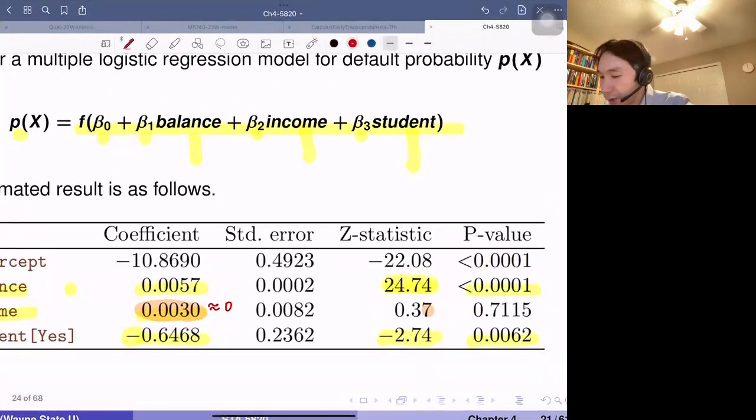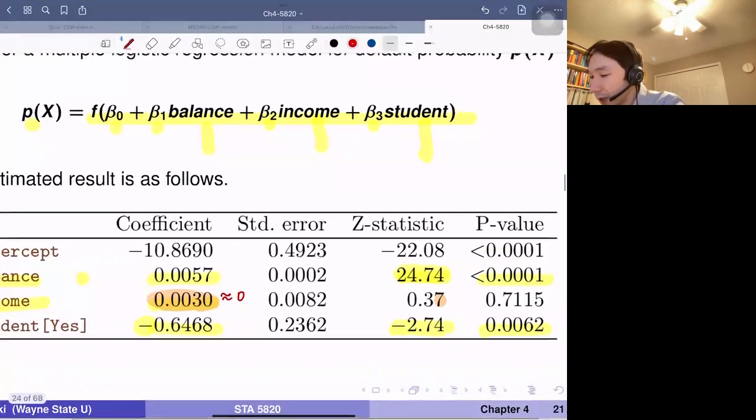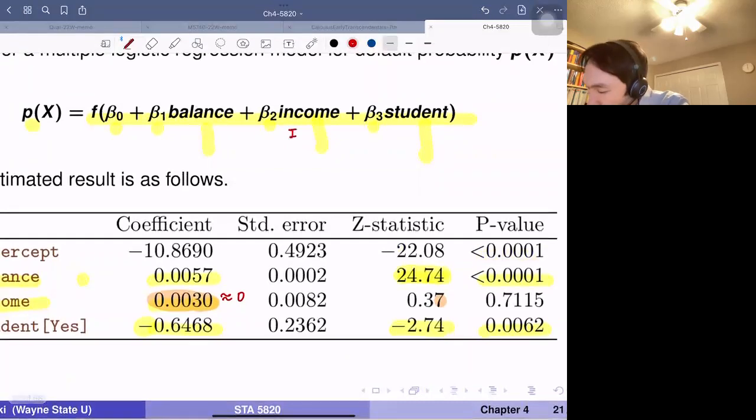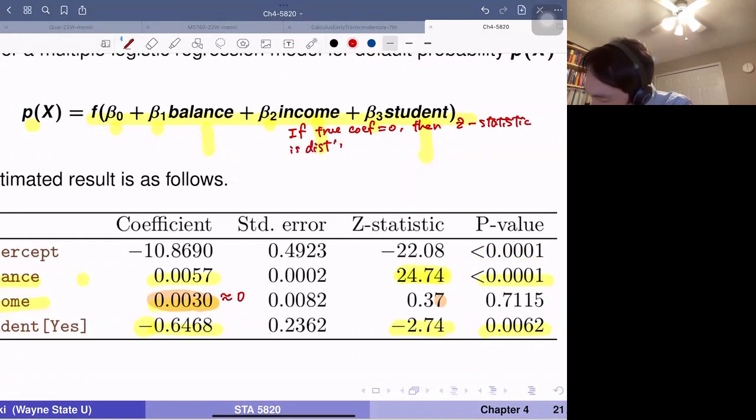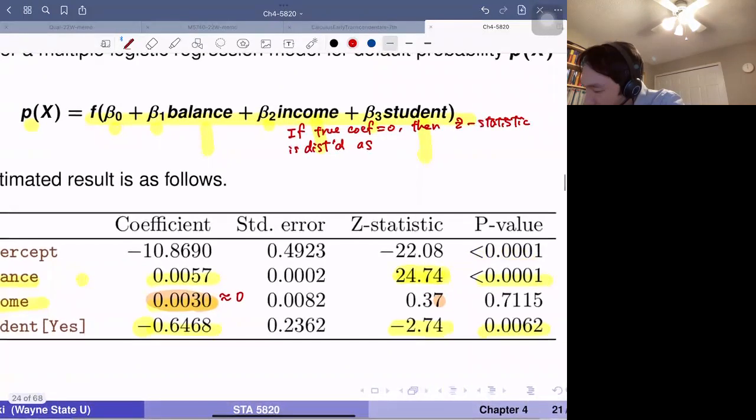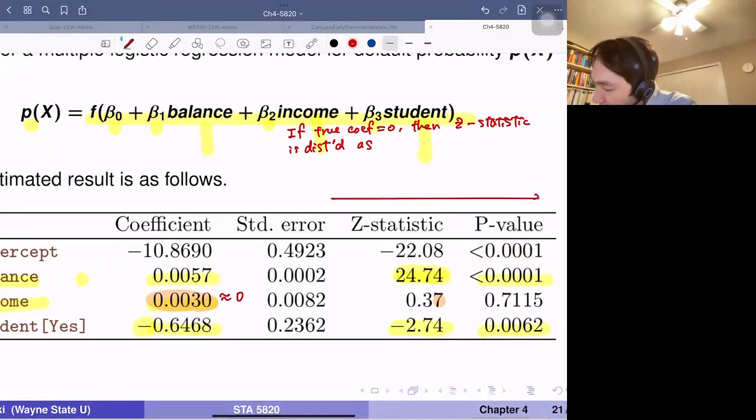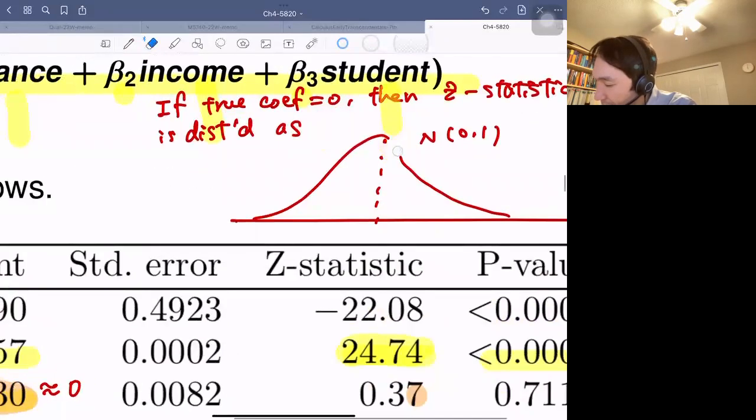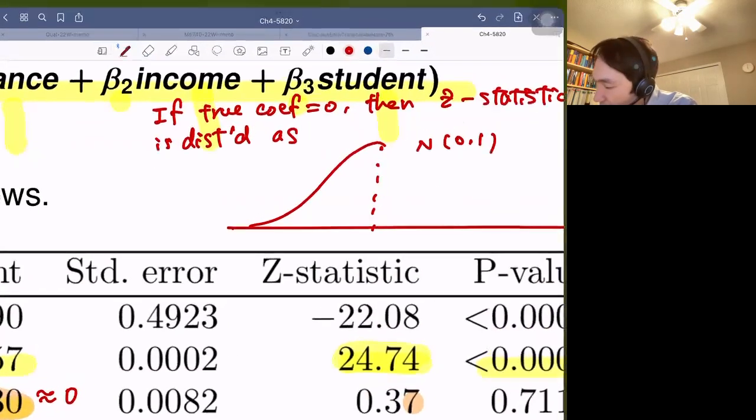To be exact, if the true coefficient is 0, then the Z statistic is distributed as the standard normal distribution. Maybe it looks like a terrible shape.